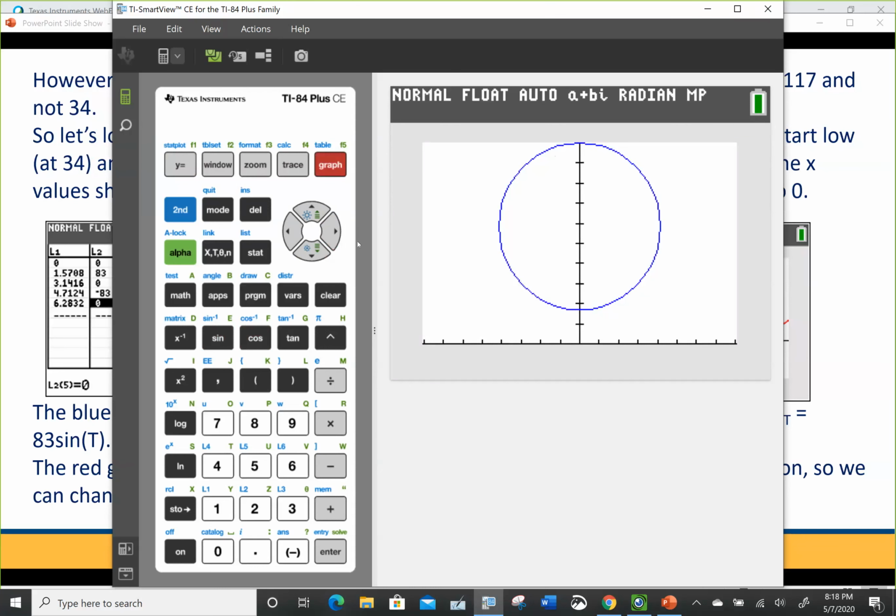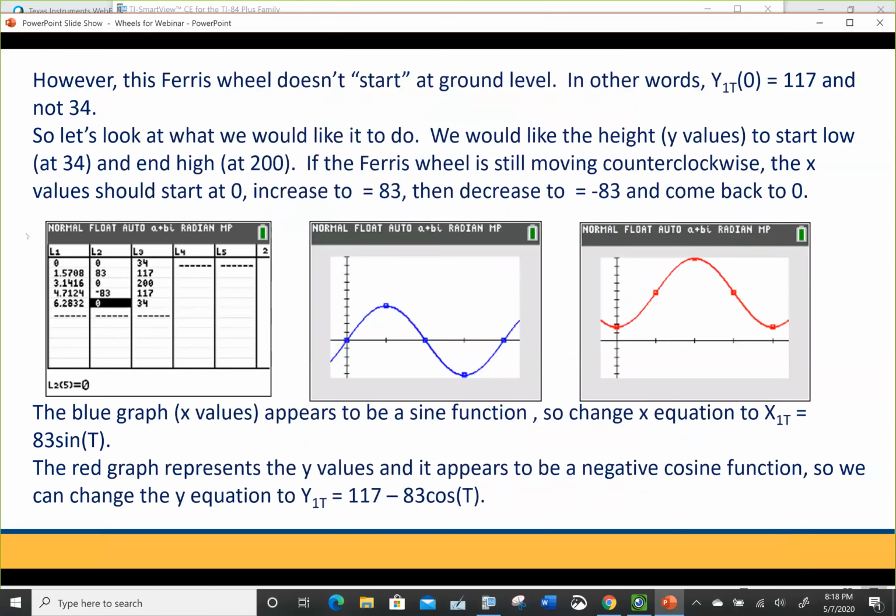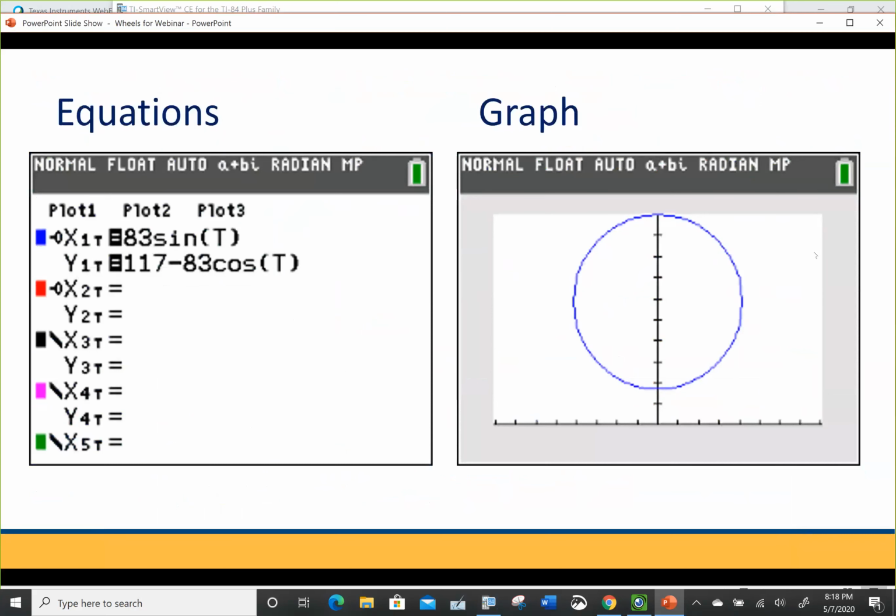That's a decent Ferris wheel to ride, I think. I like that one. However, there are other changes too. And the next one is, let me tell you what we did. Let's make sure people can catch up if they want to. We changed the equation to 83 sine t and 117 minus 83 cosine t to be able to graph a Ferris wheel that started on a loading platform and made one revolution. Okay?